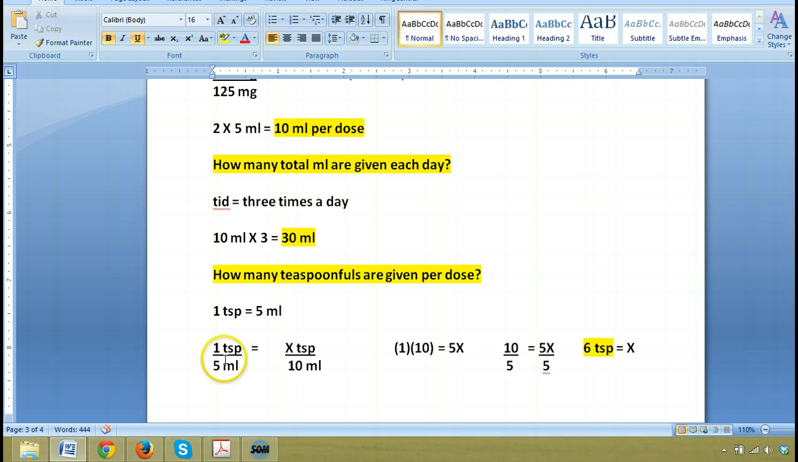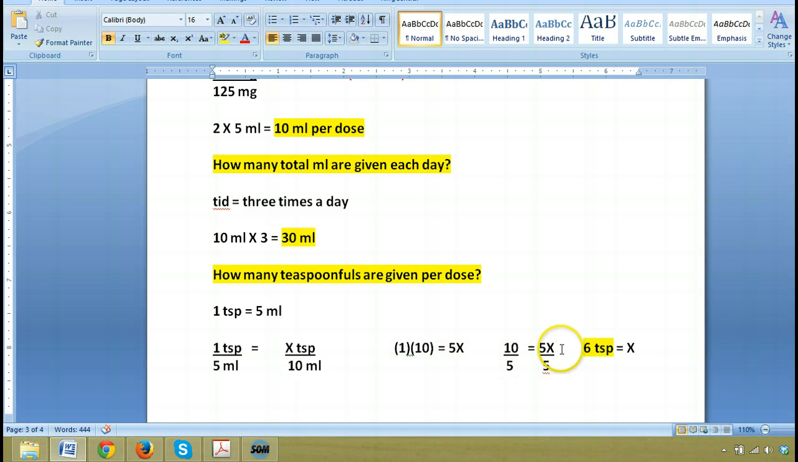All right, we'll get to that in a second. 1 teaspoon over 5 mils equals X teaspoons over 10 mils. We're going to cross multiply. Remember, 1 times 10, and then cross multiply this way, 5 times X. So 1 times 10 equals 5X. Then we're going to divide both sides by 5, because we need to isolate that X.